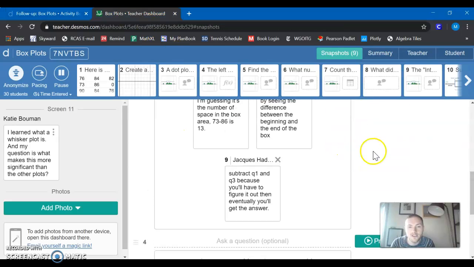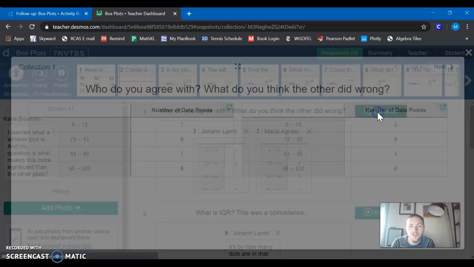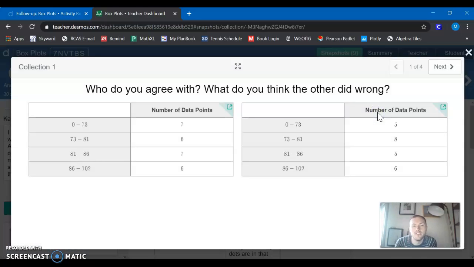So starting off on the first one here, one of the questions was to count the number of data points in each of those sections. And these are probably our two most common answers. One of them is correct. The other one is a little bit off.